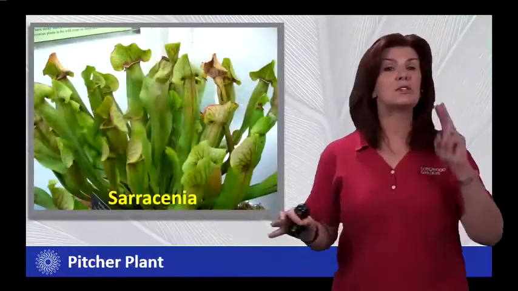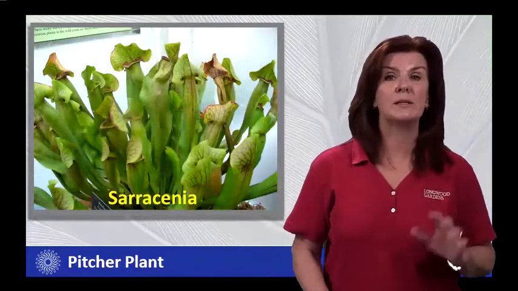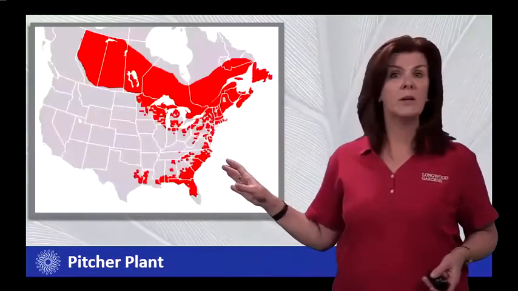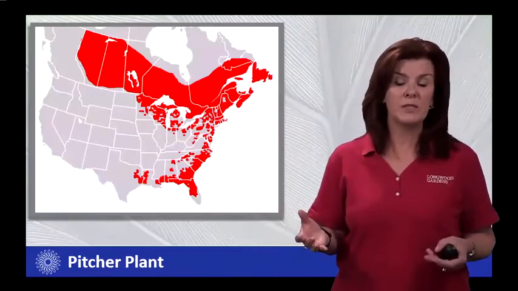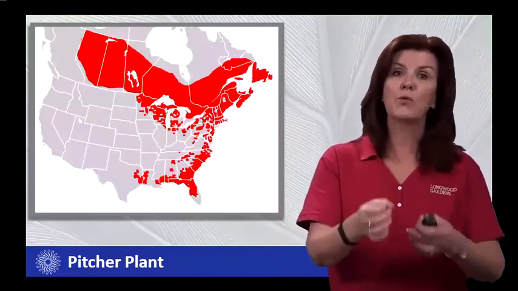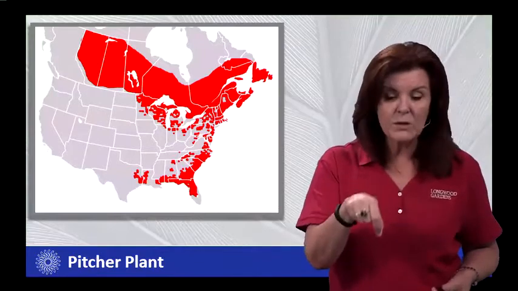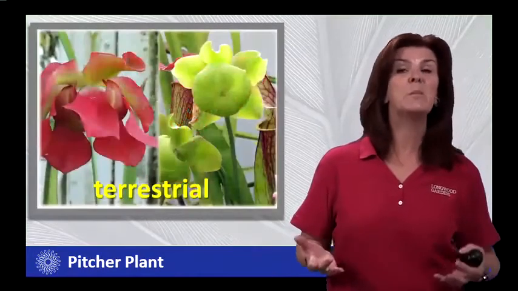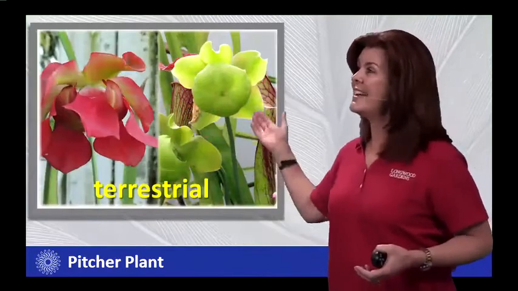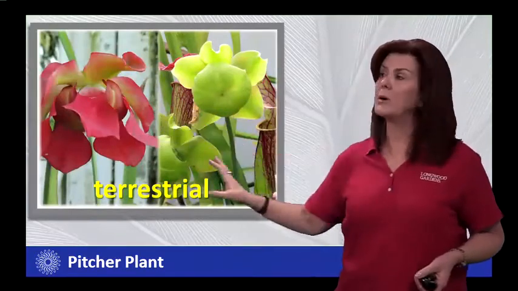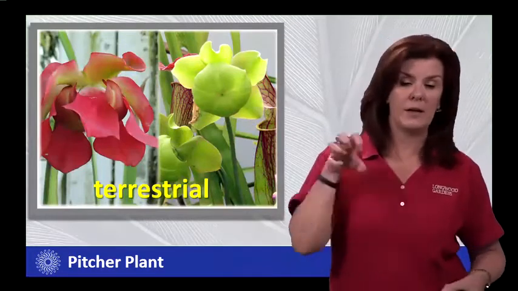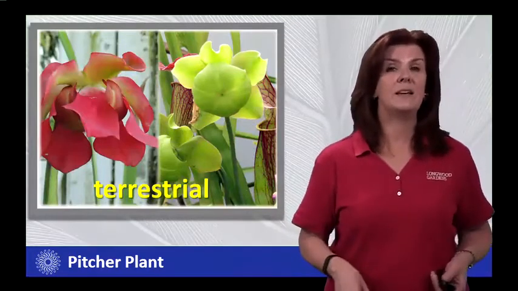Now we're going to take a look at two different types of pitcher plants. These are the Sarracenias that are commonly found throughout North America. Perhaps you've seen them. They have this really cool rolled leaf that has a little pool of water at the bottom, but that is its pitfall trap. Again, a plant that has a beautiful flower. These are terrestrial, which means they are ground dwelling. They have a root system. They live in the soil.